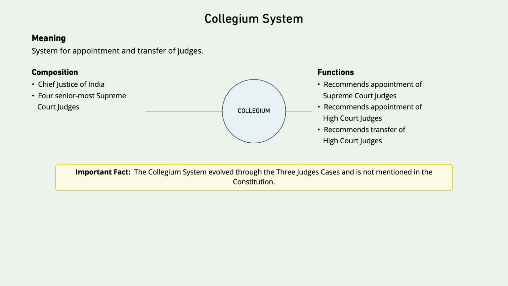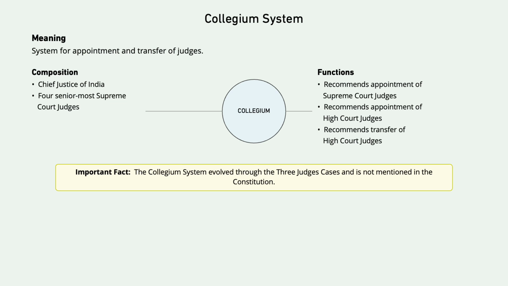Now, the collegium system, the system for appointment and transfer of judges. The composition: Chief Justice of India, 4 senior-most Supreme Court judges. They form the collegium. And what is its function? Its function is recommendation of appointment of Supreme Court judges and High Court judges.